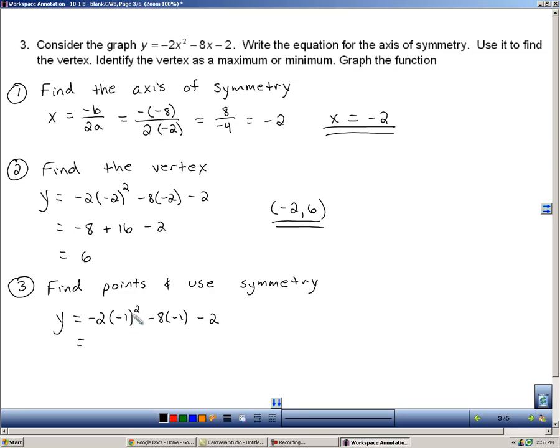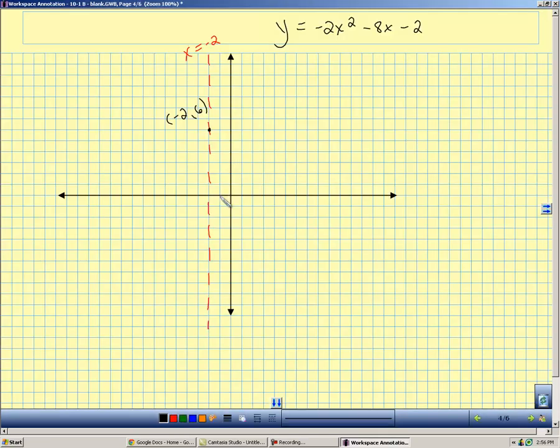So negative 2 times positive 1, because negative 1 squared is positive 1, is negative 2 plus 8 minus 2. So that looks like a 4. So that gives me an ordered pair of negative 1, 4. That's a point that's on my parabola. So I go over here and I do negative 1, 4. There's a point. Now here's where the symmetry comes in.